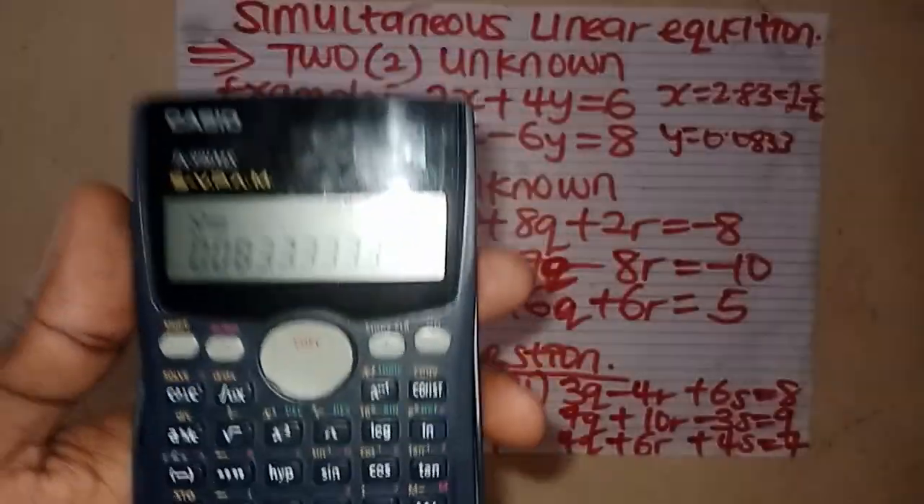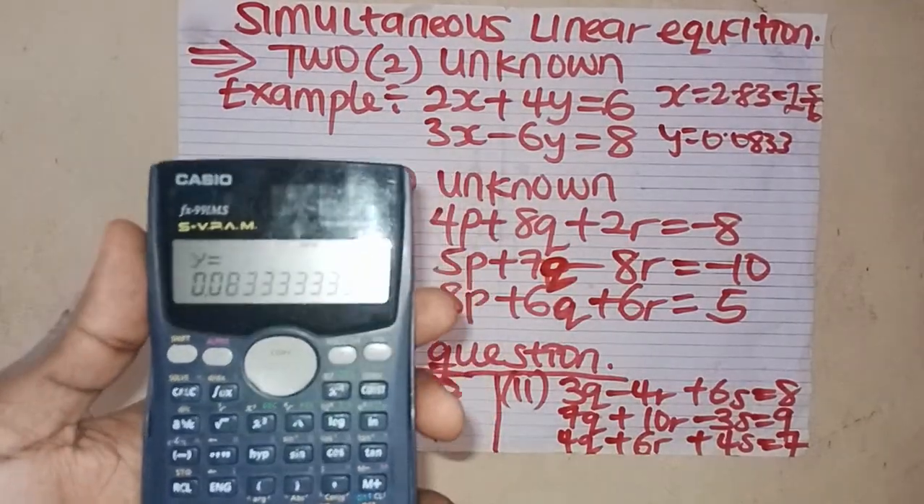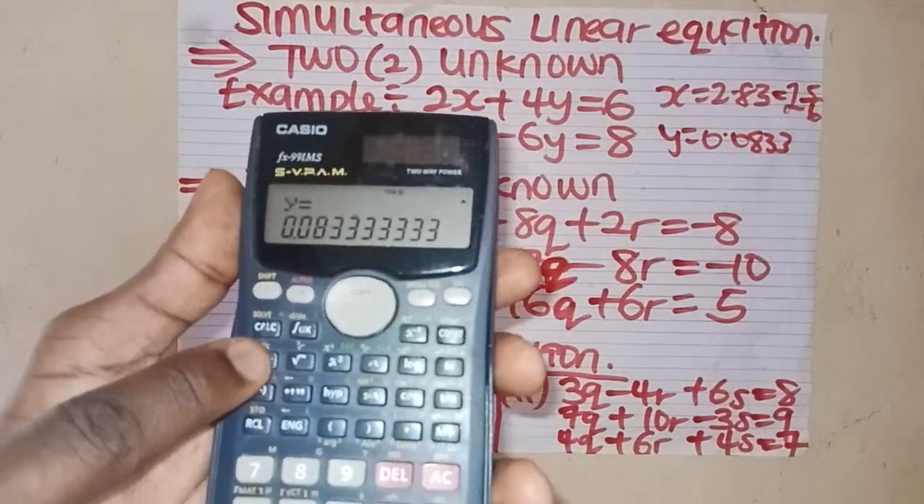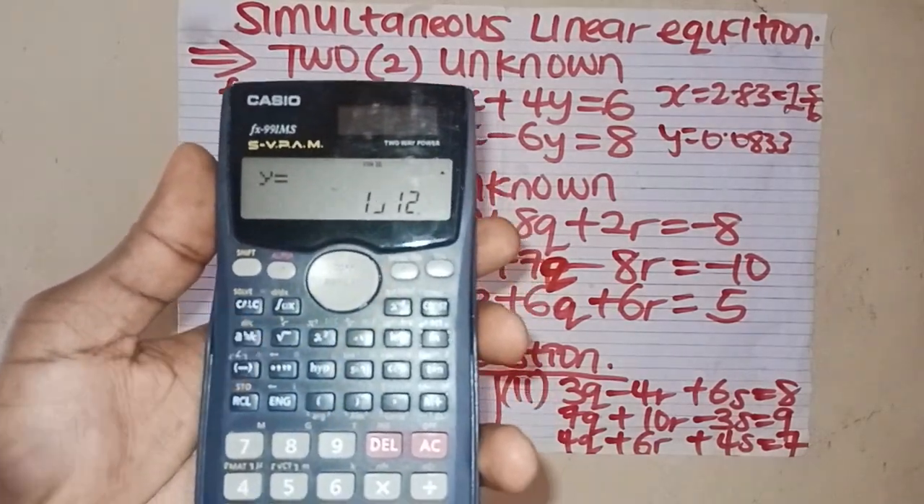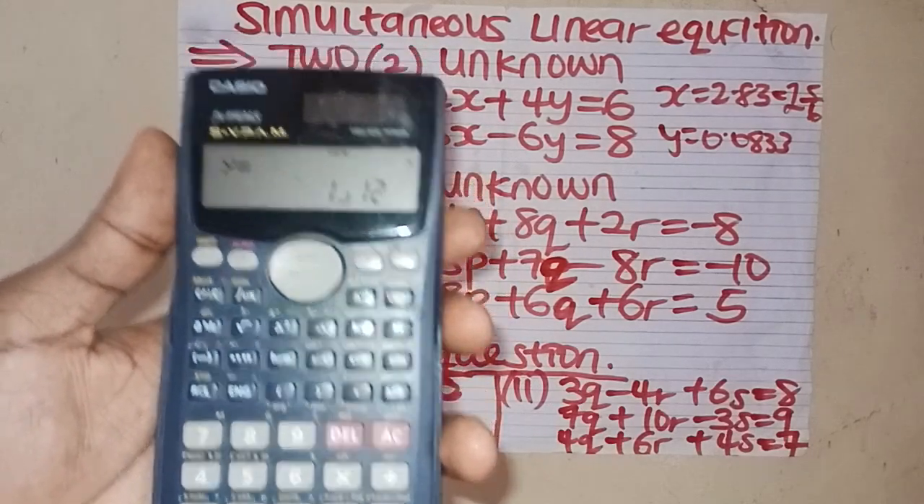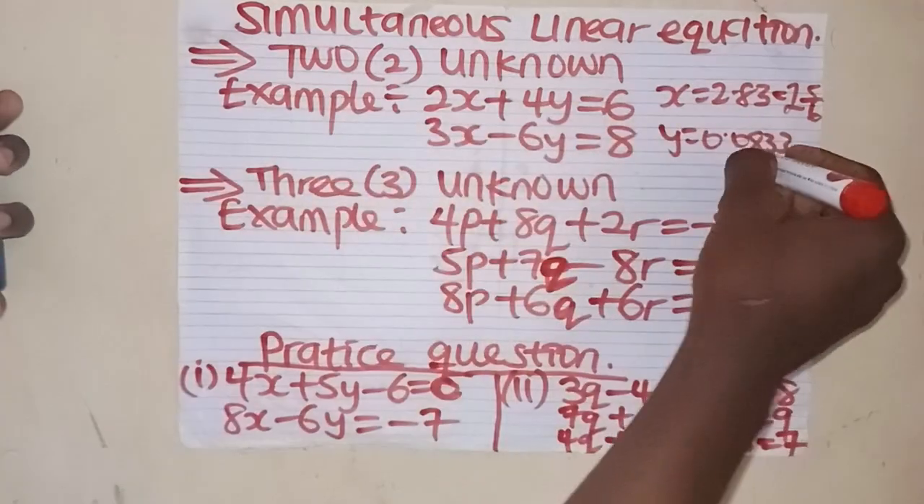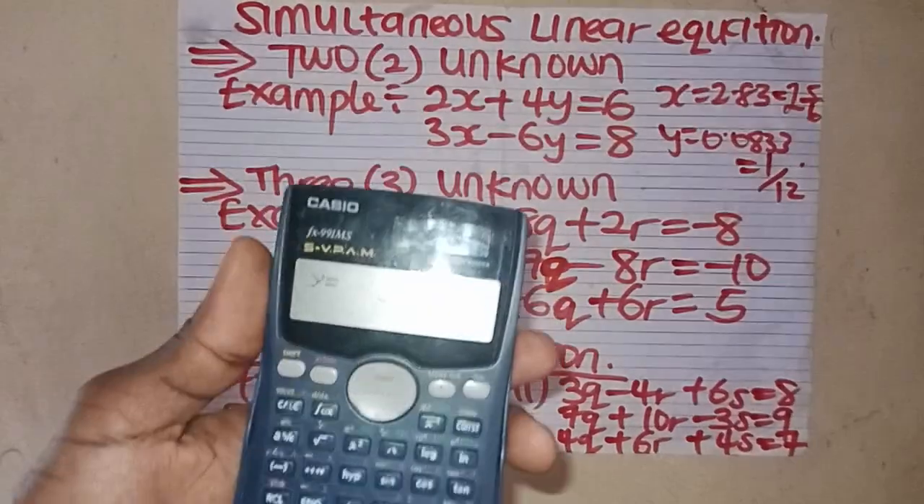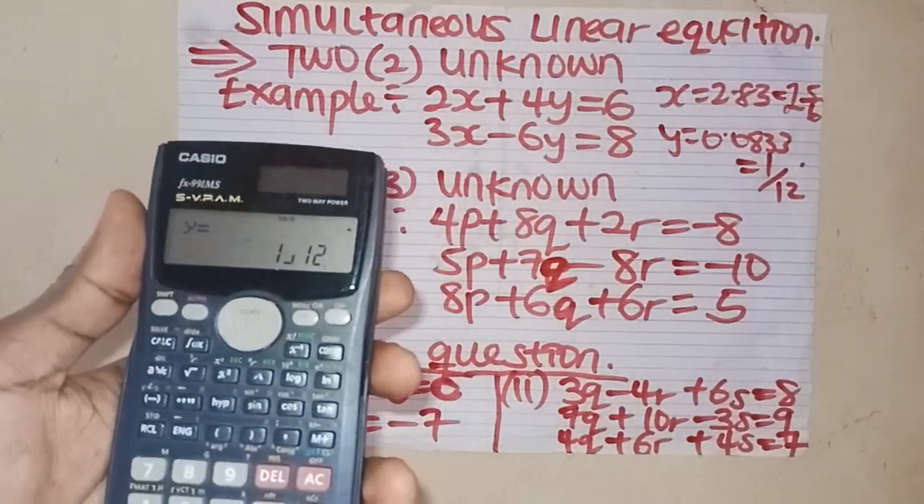Yes, now this is it. Let me also change it to a fraction by pressing this place. So the fraction is now y equals what? 1 over 12. So that's the answer for my x and for my y.